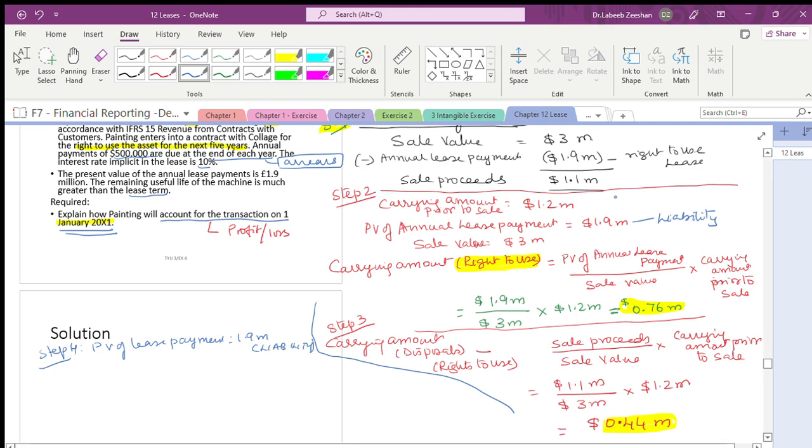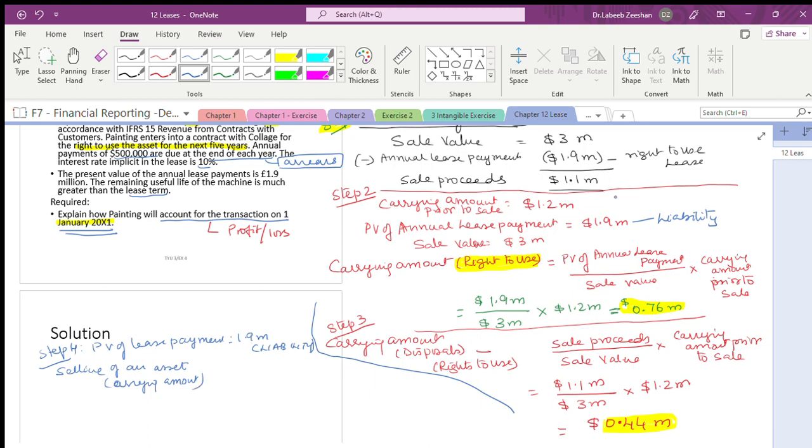Is it right? This is a liability. Now you are selling off an asset. Is it right? What is the carrying amount? Carrying amount is 1.2 million. What will happen because of that? Because of that, asset will decrease.